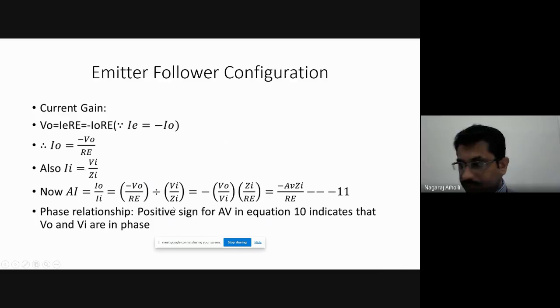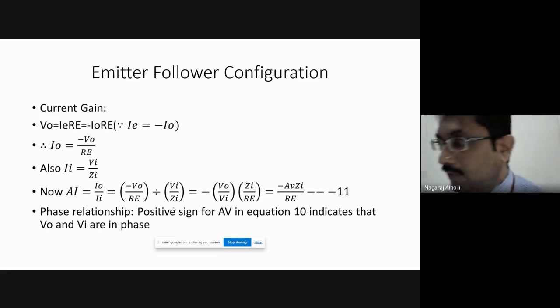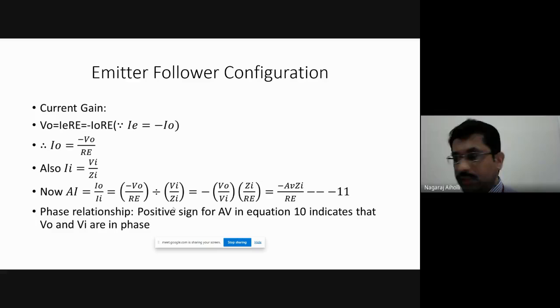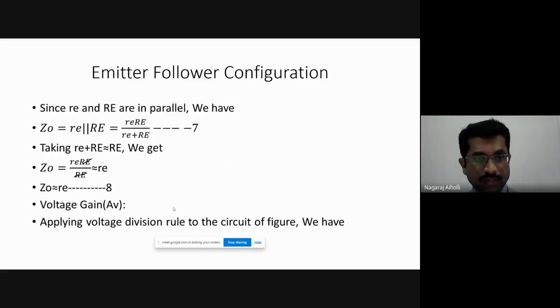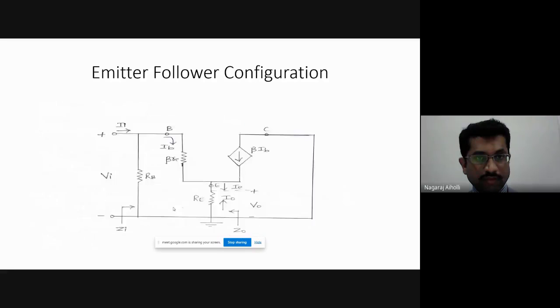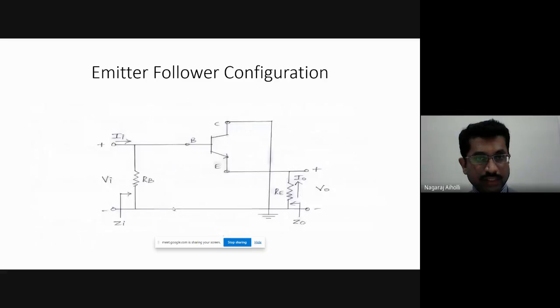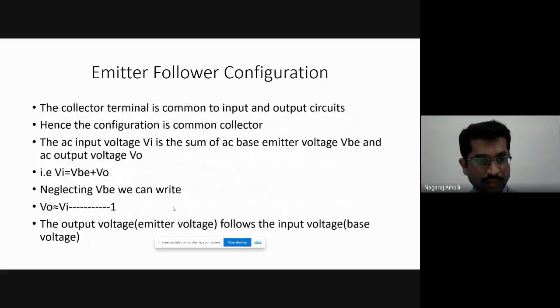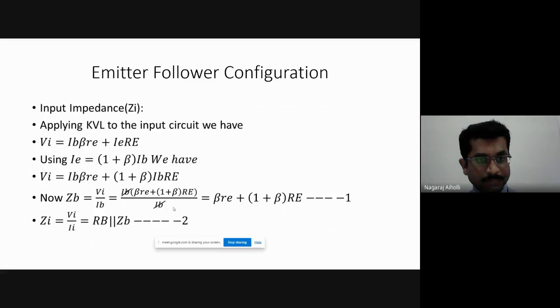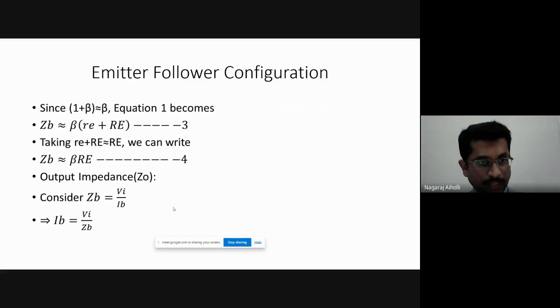Okay. This is question number 11. Next, coming to question number 12. Derive expression for, so you all understood here. What are the equations for the emitter follower configuration then? The first one is performance parameter input impedance Zi is RB parallel ZB. ZB is beta RE.